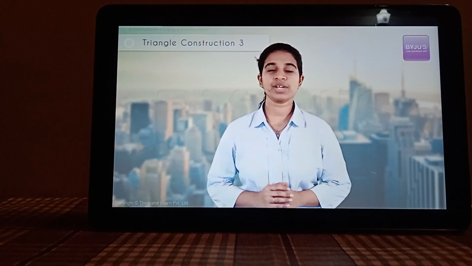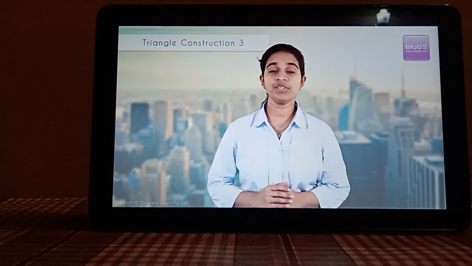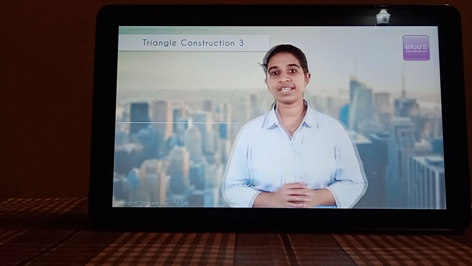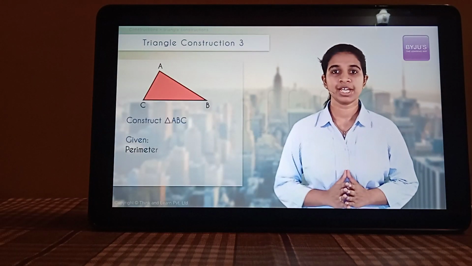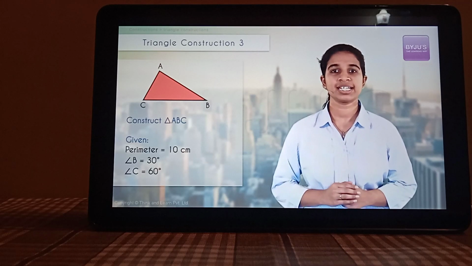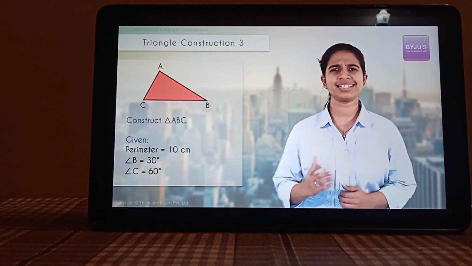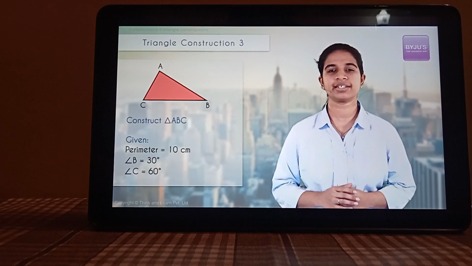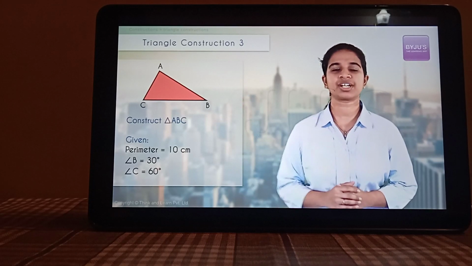Let's now look at how you can construct a triangle if you're given the perimeter and two of its base angles. So let's say we have a triangle ABC. The perimeter of the triangle is given to us as, say, 10 centimeters. Angle B is given to us, say 30 degrees, and angle C is also given to us, let's say 60 degrees. Now, how can we construct this triangle?